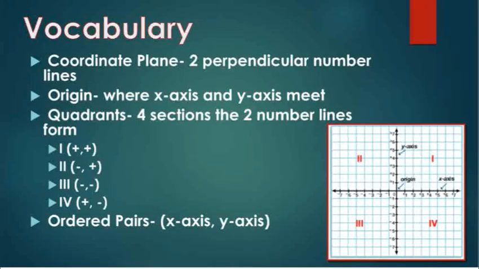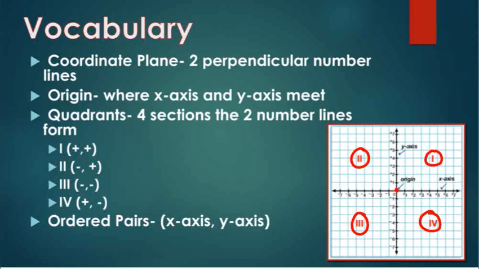So a coordinate plane is just two perpendicular number lines. So as I said, you have the y-axis and you have the x-axis. The origin is where the two axes meet. So the origin would be right in the center here. And we have four quadrants. Quadrant 1, Quadrant 2, Quadrant 3, Quadrant 4. So it goes counterclockwise when you identify the quadrants.